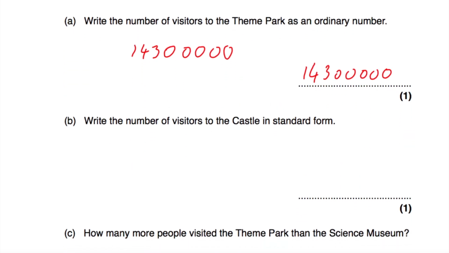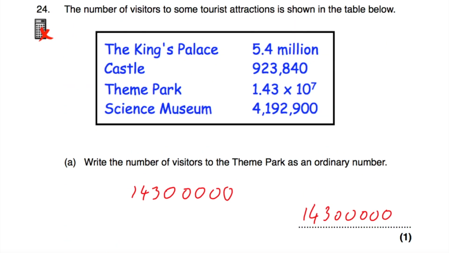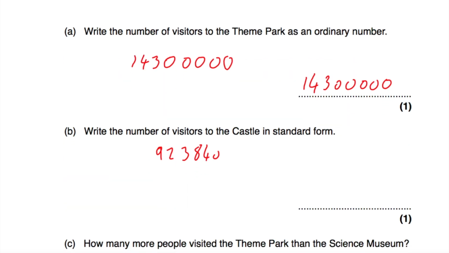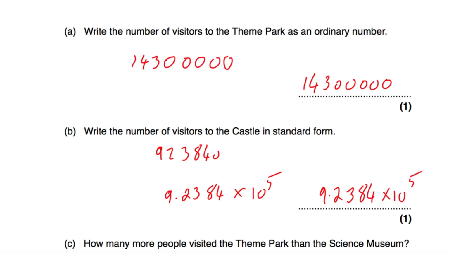Okay, and then part B. Part B says write down the number of visitors to the castle in standard form. So it's 923,840. And we want to write that in standard form, so that'll be 9.2384 times 10 to the power of. And if we have the 9 in the units column, we would move it 1, 2, 3, 4, 5 columns to the left, so it would be to the power of 5. So the answer would be 9.2384 times 10 to the power of 5. And that's it. And then part C.